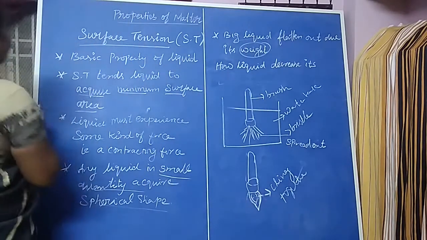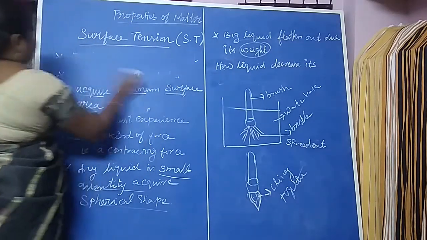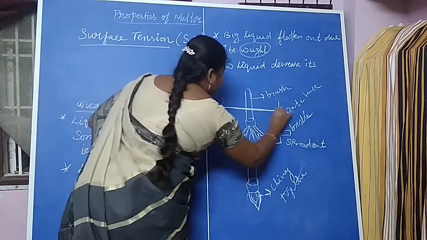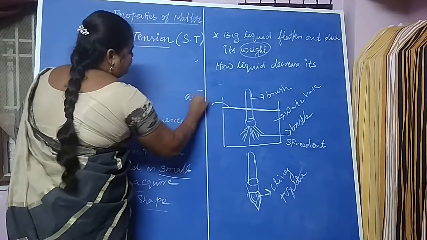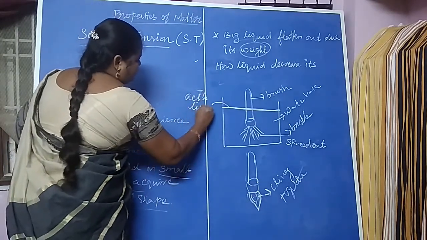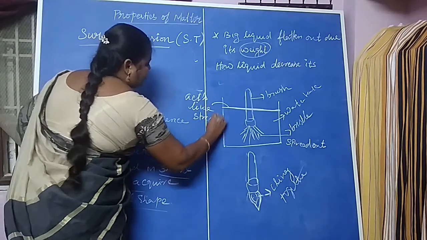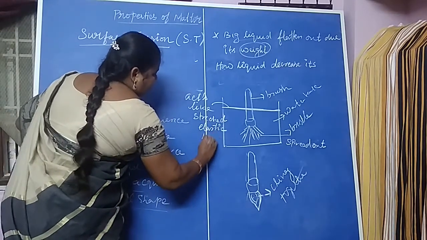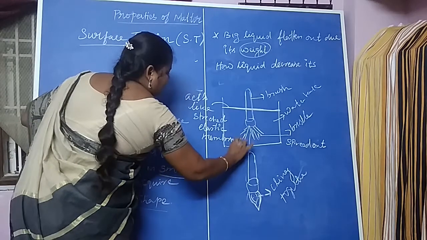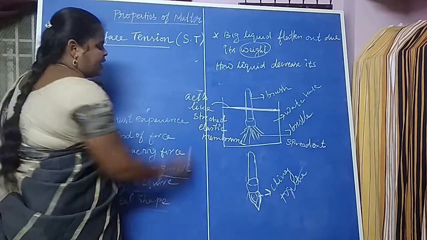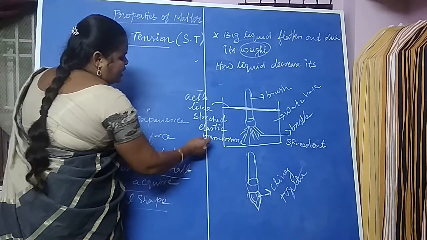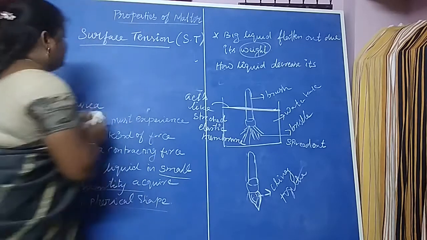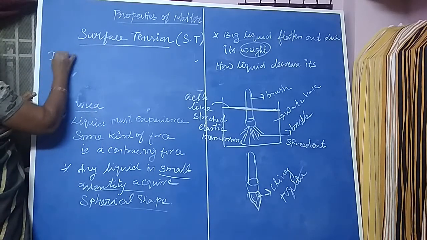Next we will see the definition of the surface tension. The surface of the liquid acts like a stretched elastic membrane. This membrane has the tendency to contract the bristles. So we have the definition for surface tension.